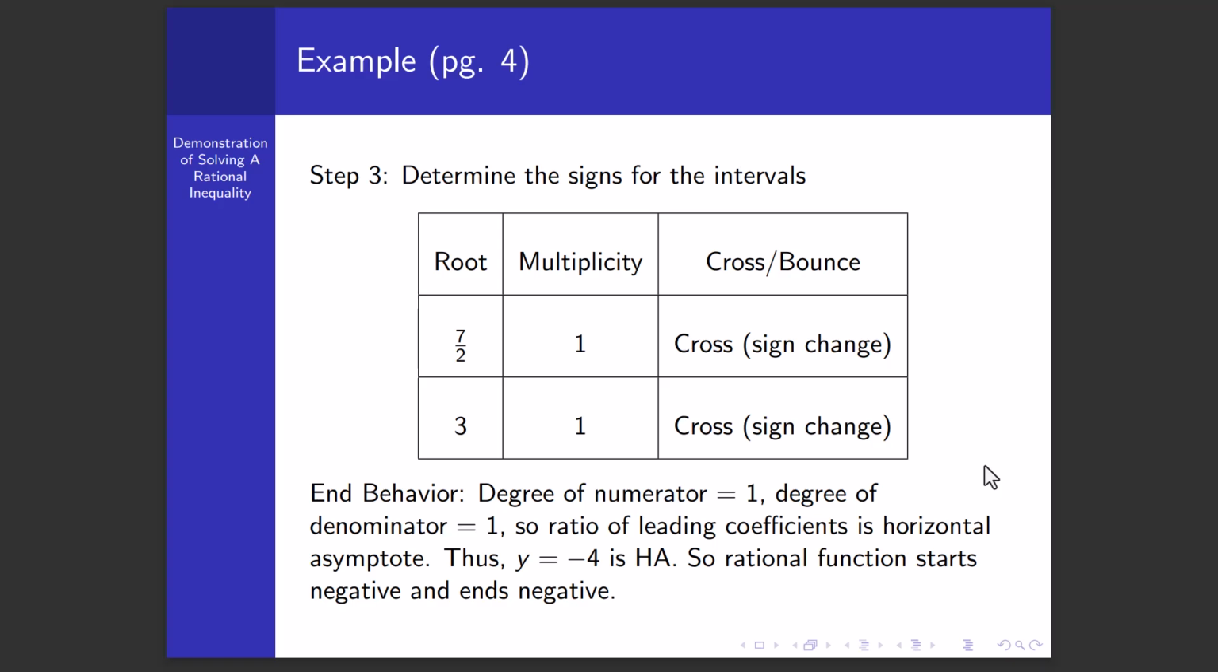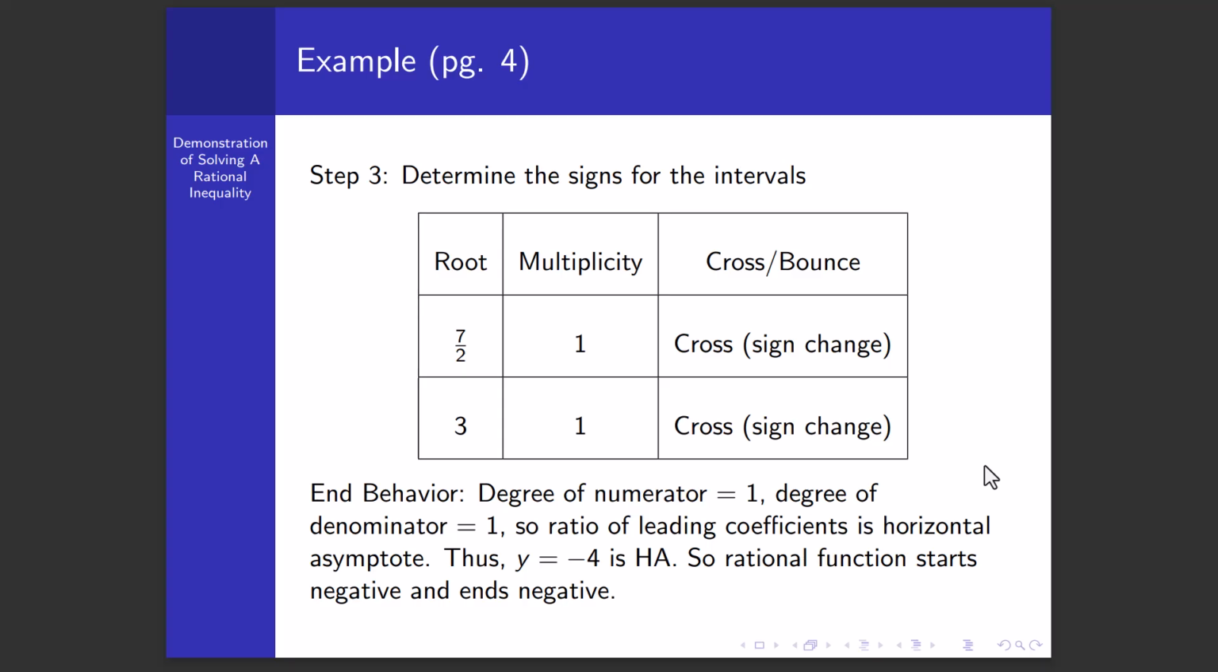Our third step is to determine the signs for the intervals. Now here is where multiplicity of the roots and the end behavior can prove to be very, very useful. So the roots are listed on the far left column here, 7/2 and 3. Their multiplicity is both 1, and that means that they're both going to cross the x-axis. And when you cross the x-axis, you have a sign change. That's going to be crucial for our analysis.